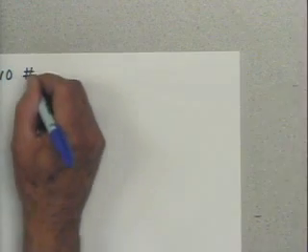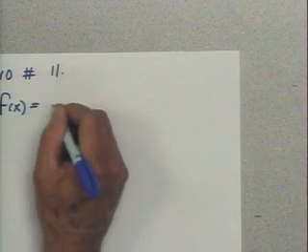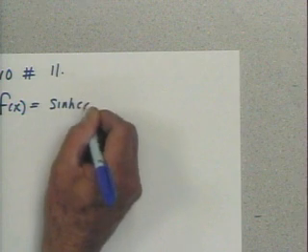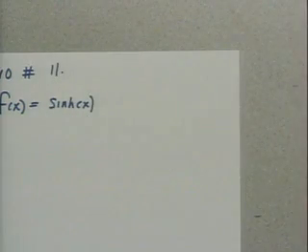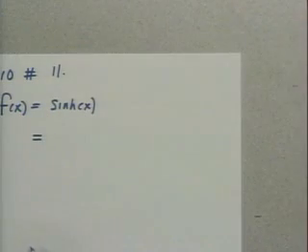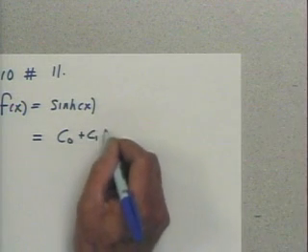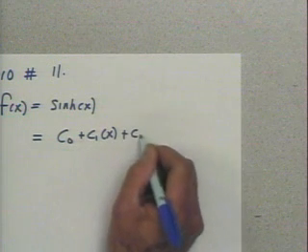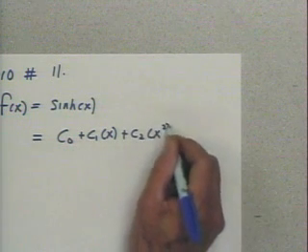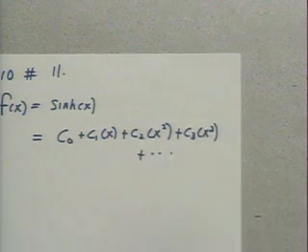So just as a reminder, this is 11.10, problem number 11. The function originally was sinh of x. Now, if I'm looking for a Maclaurin series, I want to get this f of x to look like c0 plus c1 times x plus c2 times x squared plus c3 times x cubed, and so on.